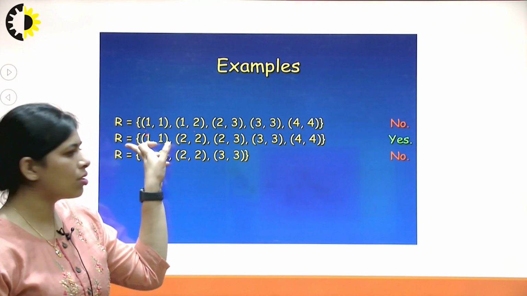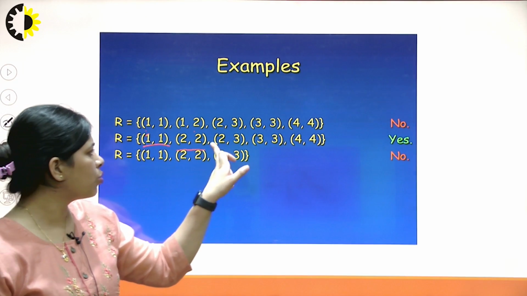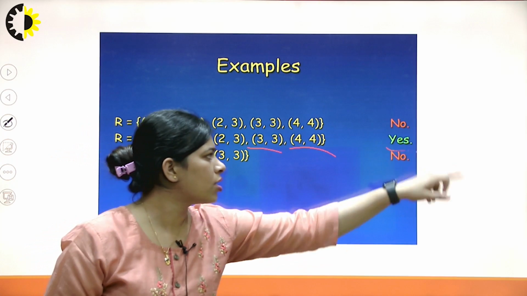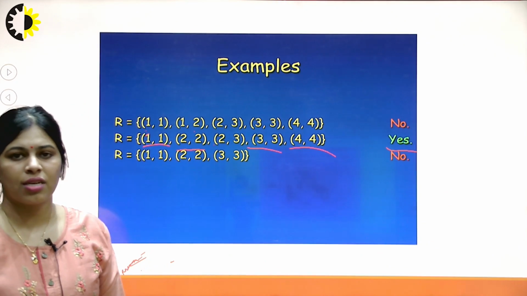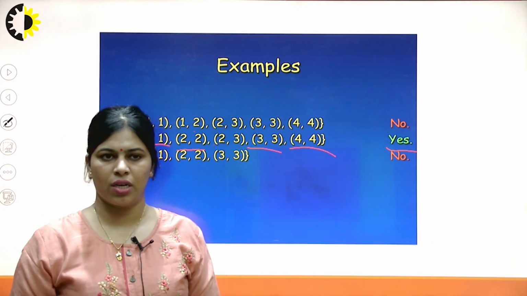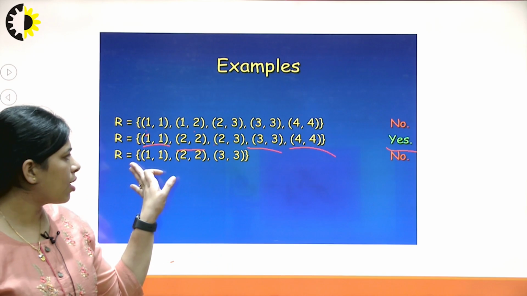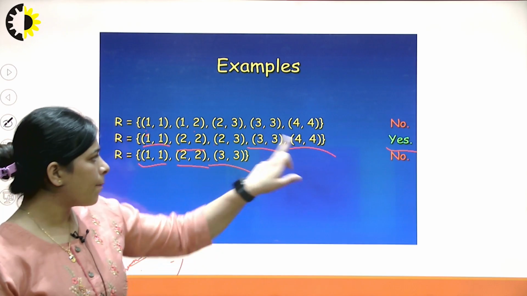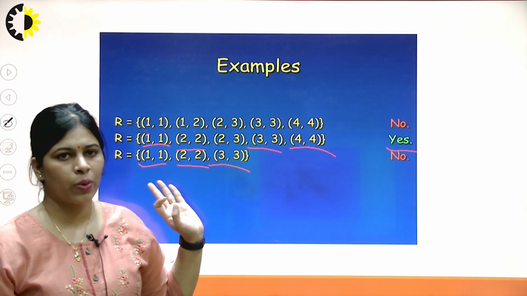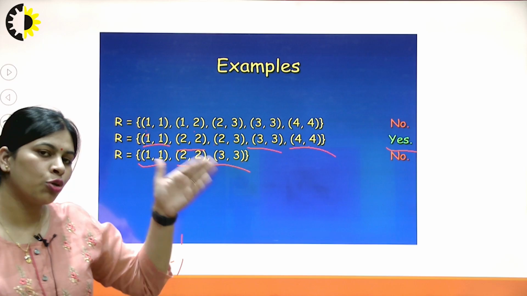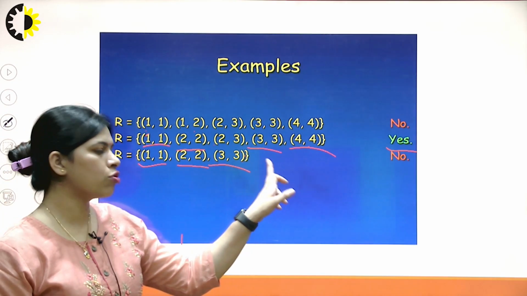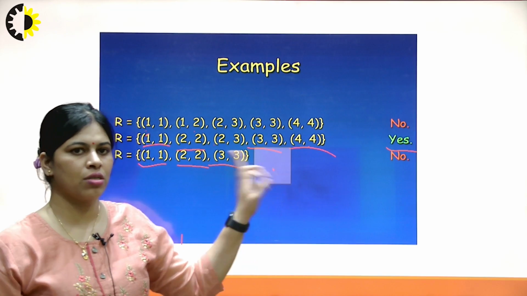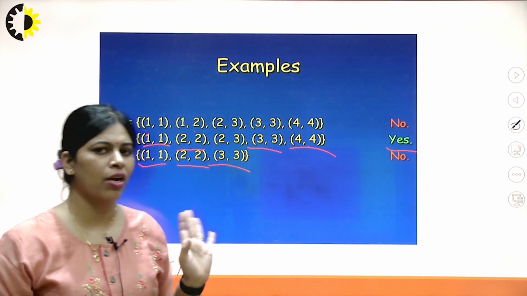Here you can check R2. There is 1 1, 2 2, 3 3 and 4 4. It means it is reflexive. It satisfies the property of reflexivity. Now, we are taking 1 1, 2 2, 3 3, but 4 4 is not present over there, and there is a set 1 2 3 4, so 4 4 should also be present over there. Then it is reflexive. Otherwise, it is not reflexive.